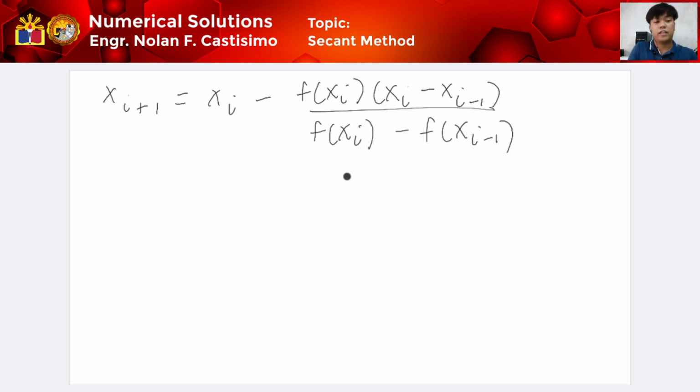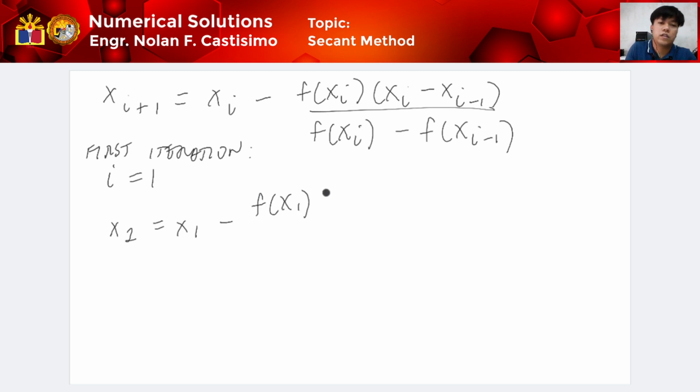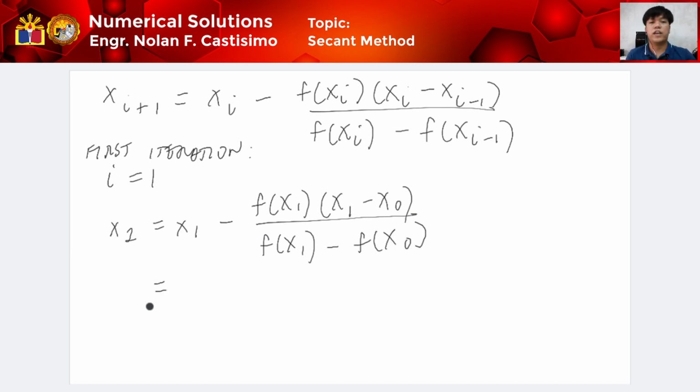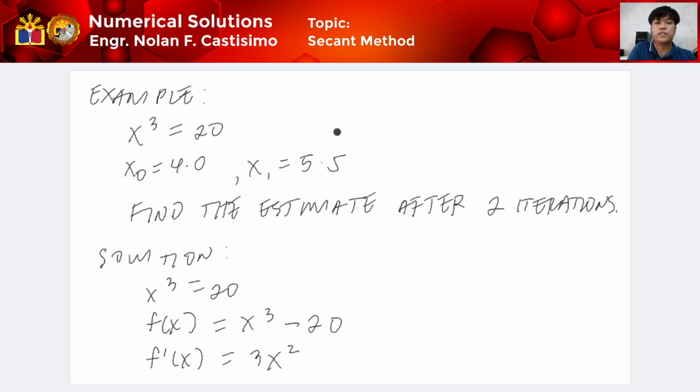Okay. And then at i is equivalent to 1. So i is equivalent to 1. So ito yung first iteration natin. Okay. So x2. Since meron na tayong x0 and x1, si x2 na gagamitin natin. x2 is equivalent to x1 minus f of x1 times x1 minus x0, divided by f of x1 minus f of x0. Ano si x1 natin? x1 natin is 5.5.